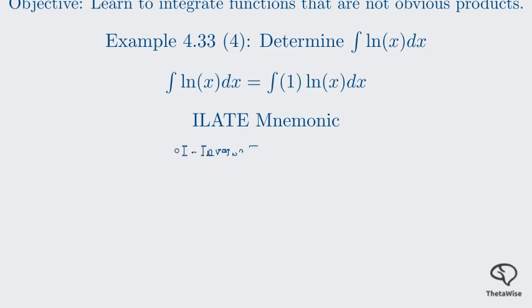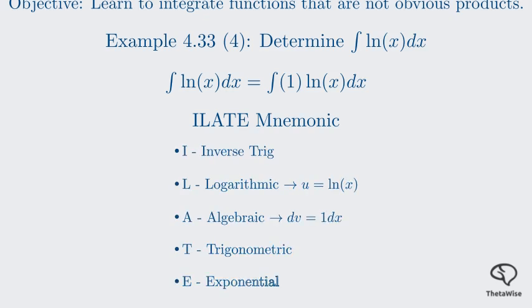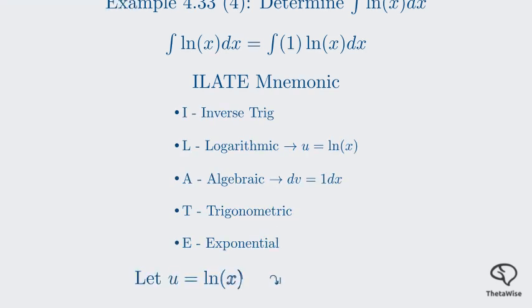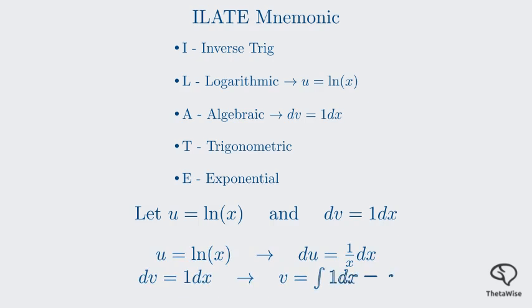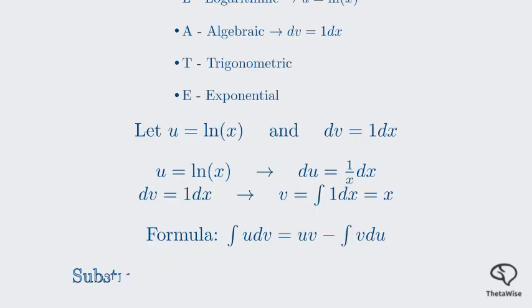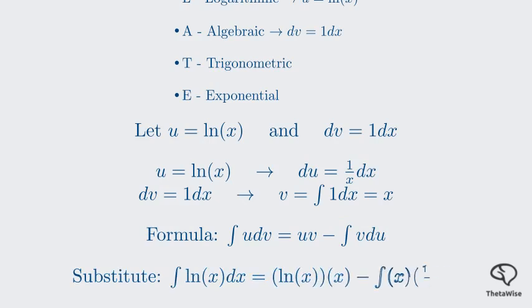According to ILATE, logarithmic comes before algebraic. So we set u equals ln of x and dv equals 1 dx. Differentiating u, we get du equals 1 over x dx. Integrating dv, the integral of 1 is x, so v equals x. Now let's plug these into our formula, uv minus the integral of v du. We get ln of x times x minus the integral of x times 1 over x dx.